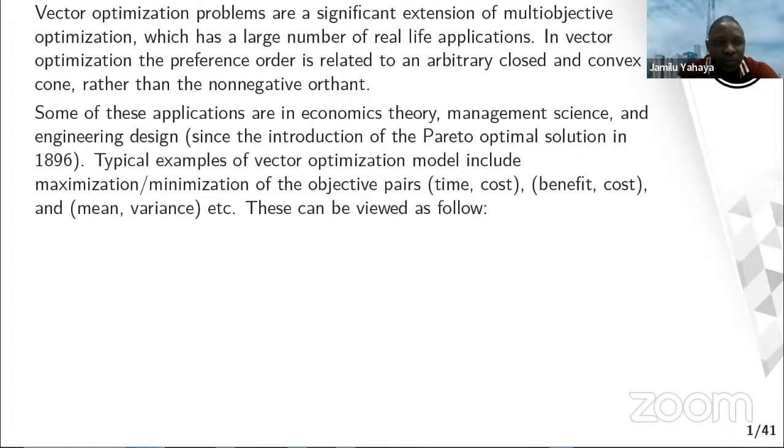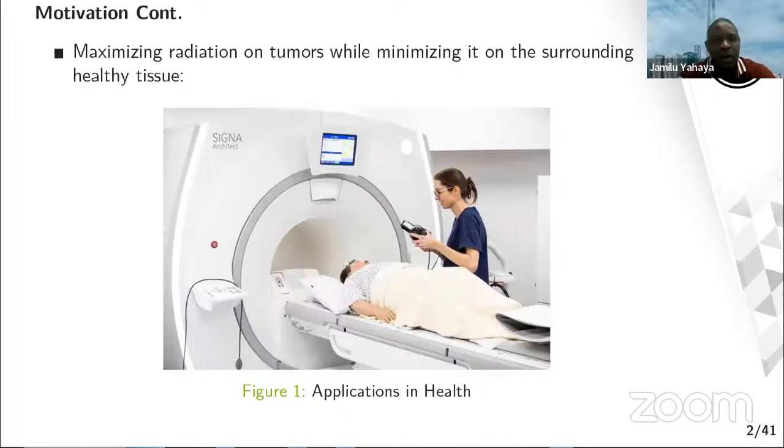Typical examples of vector optimization models include maximization or minimization of objective pairs such as time and cost, benefit and cost, mean and variance, etc. This can be viewed as follows. In an application, the model may look like maximizing radiation on tumors when a patient is going to have a full body scan, while minimizing the radiation on the surrounding healthy tissue.